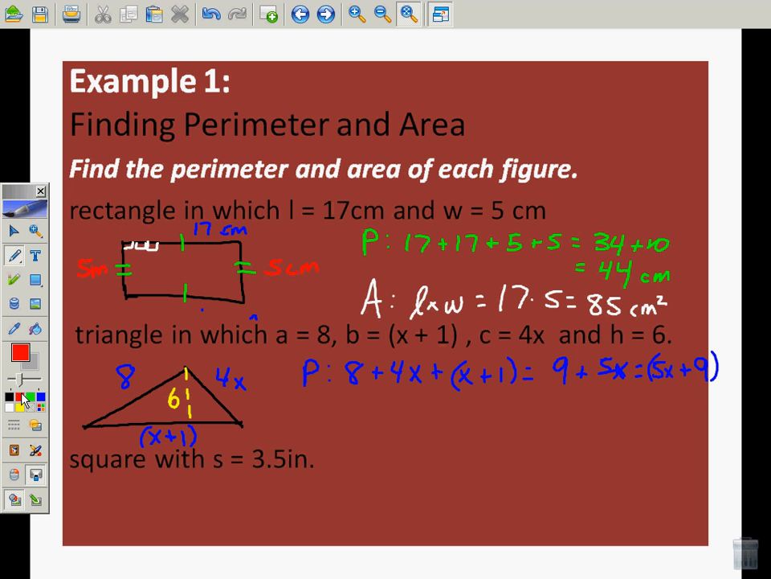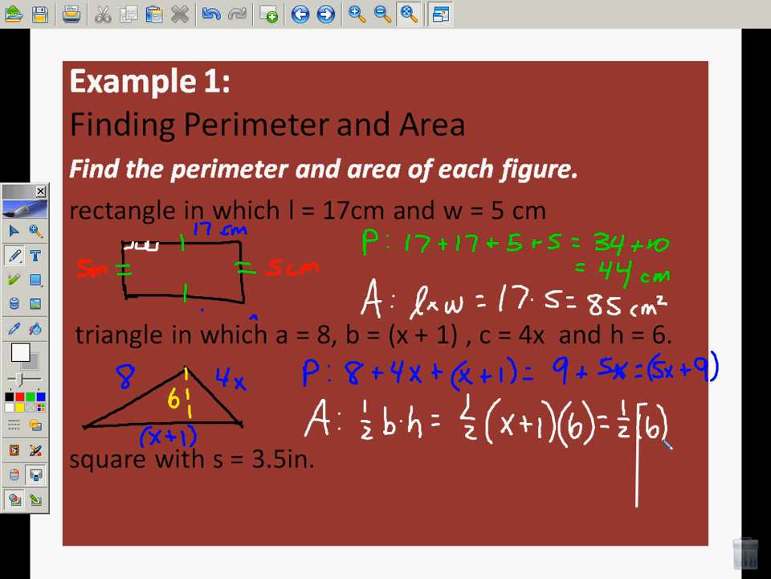Let's go area right here, coming at you. We're going to write in white. Area, we know that it's 1/2 base times height. Let's look at this. The base is x plus 1, so I've got 1/2 times x plus 1 times the height, which is 6. Watch what I do here. I'm going to use a property of algebra to rearrange these things. 1/2 times 6 times what's left over? X plus 1. I have to write it in black. X plus 1. Okay?